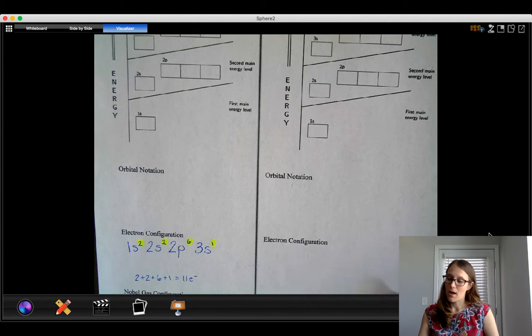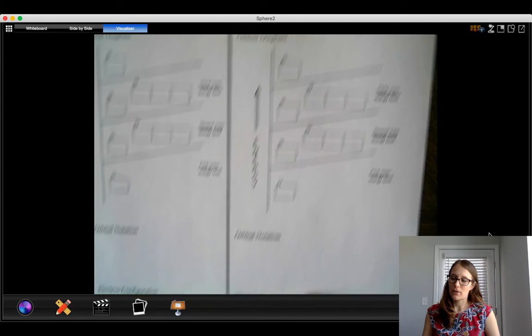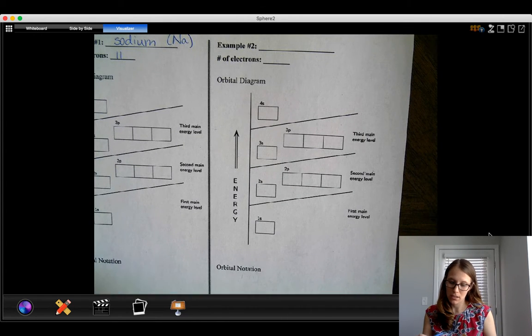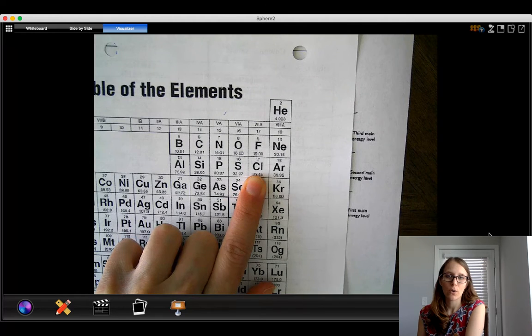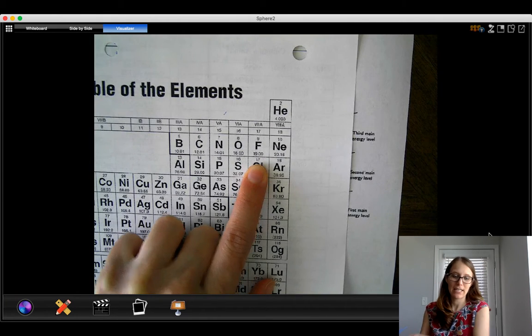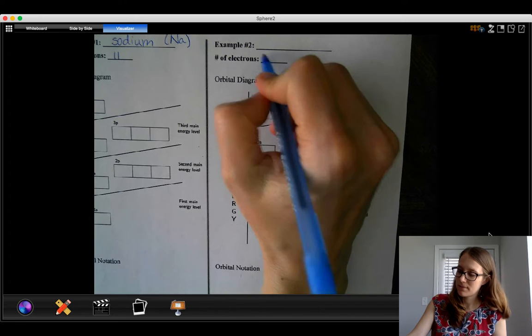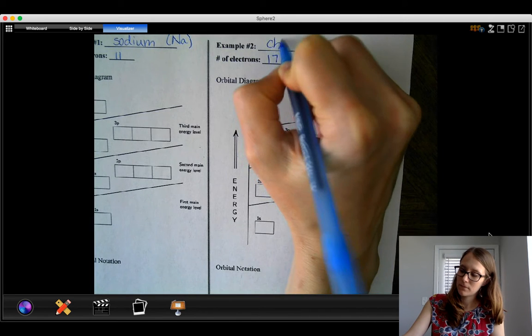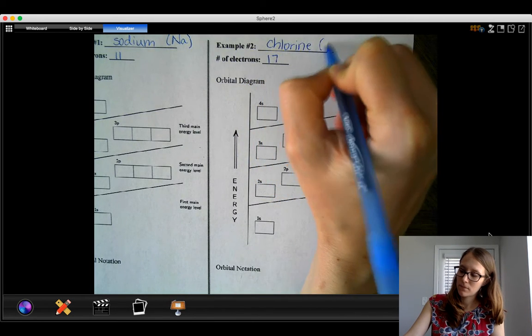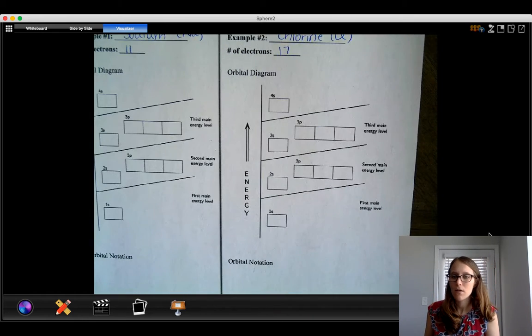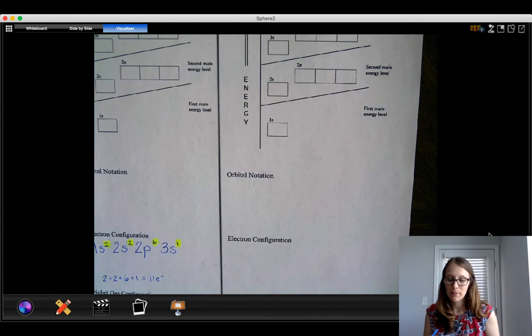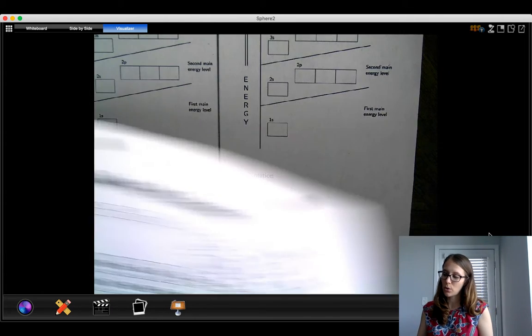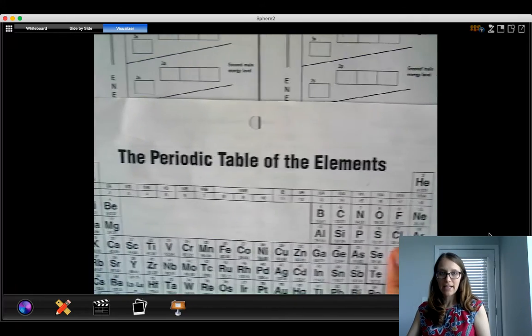Okay. All right, if we were going to look at another example of this, let's do chlorine this time. So chlorine is here, atomic number is 17, so it has 17 electrons. Okay. So when we go down to do the electron configuration, we're going to be reading across the periodic table from top to bottom, left to right, until we get to chlorine.